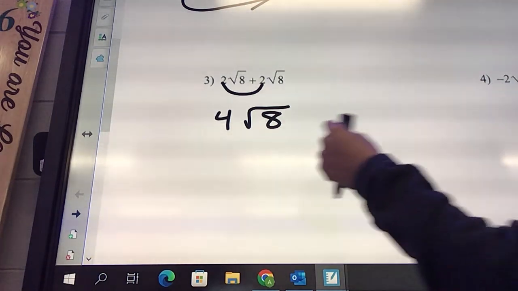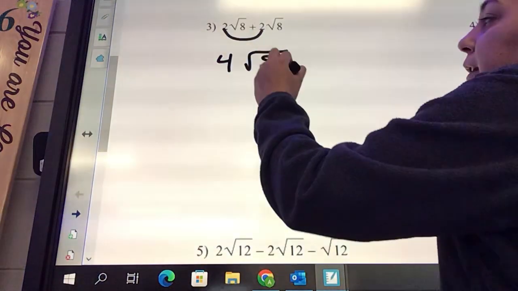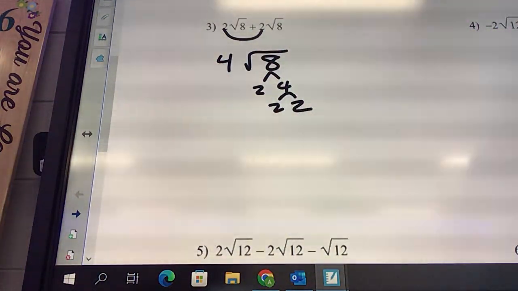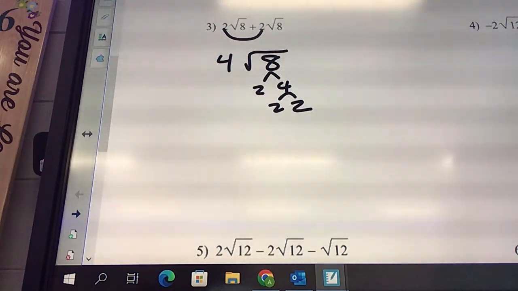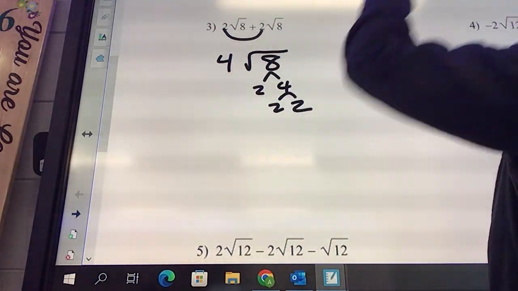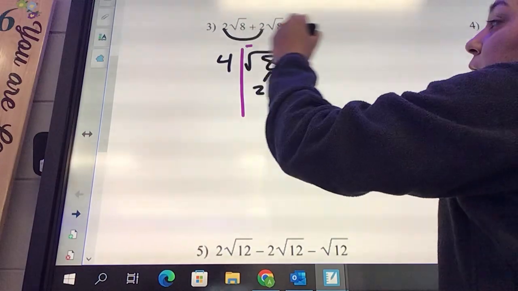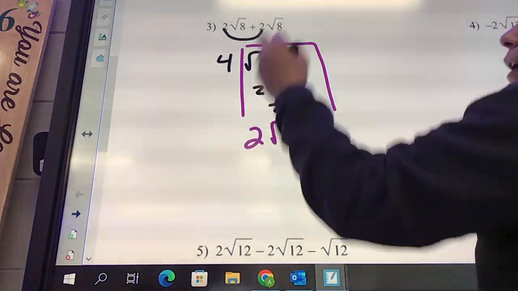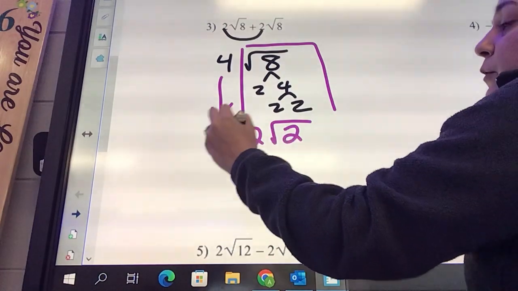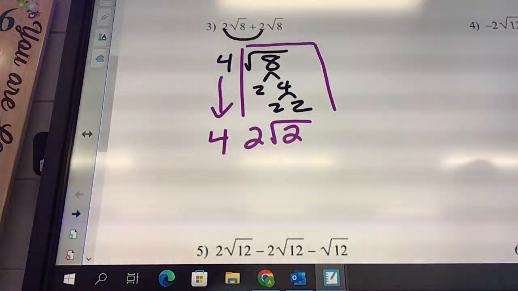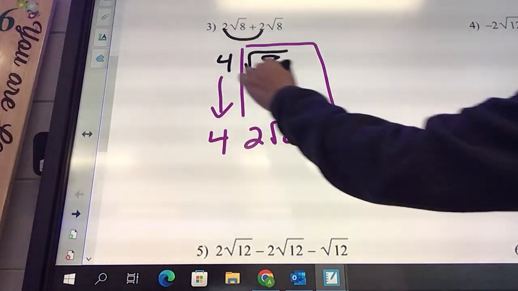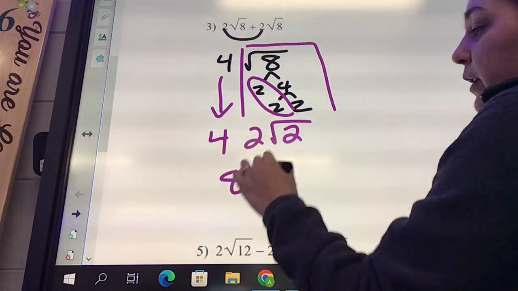So we can say 2 and 4, 2 and 2. So what is that radical going to become? 4 times 2. Yeah, so for this part, you're going to get 2 square root 2, and then you need to drop this 4 down that was originally there. Okay, what do you do with that? Times it. So 4 times 2, 8 square root 2.